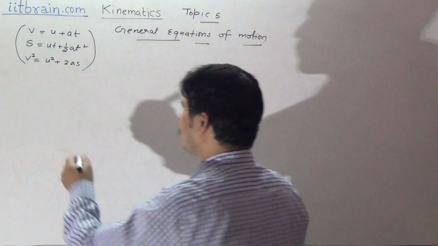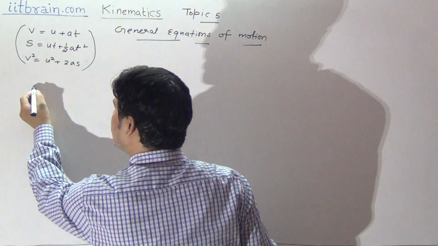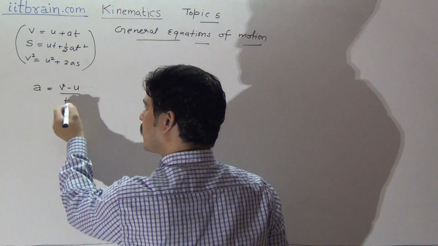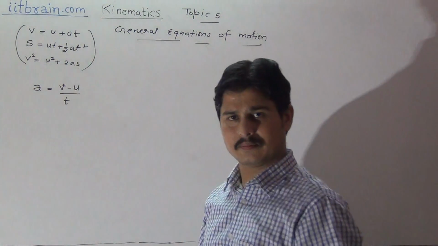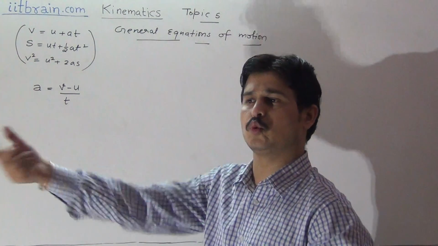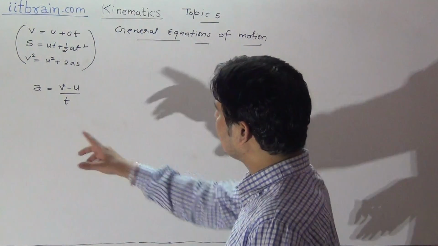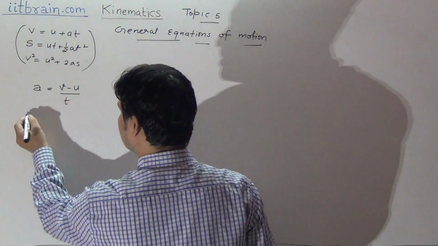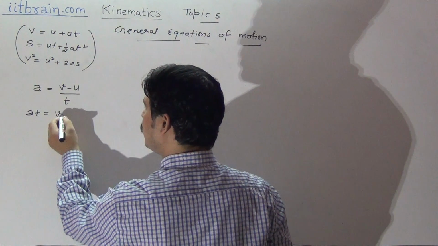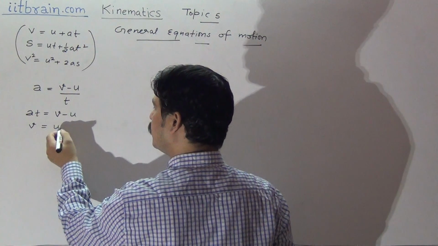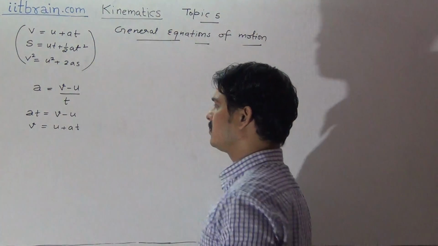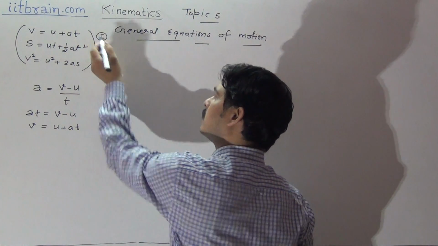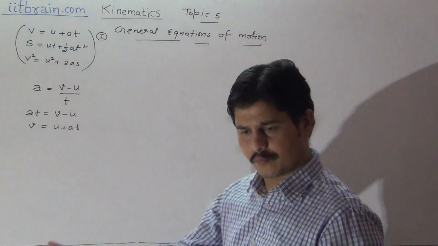First understand these. In previous discussion, we discussed that acceleration is defined as rate of change of velocity. So if t is the time in which velocity u changes to v, then by definition acceleration is v minus u upon t. Take t on this side, you will get at equal to v minus u, and v will be equal to u plus at. This is the very first equation of these three. This is called first equation of motion and is helpful to solve numerical problems.